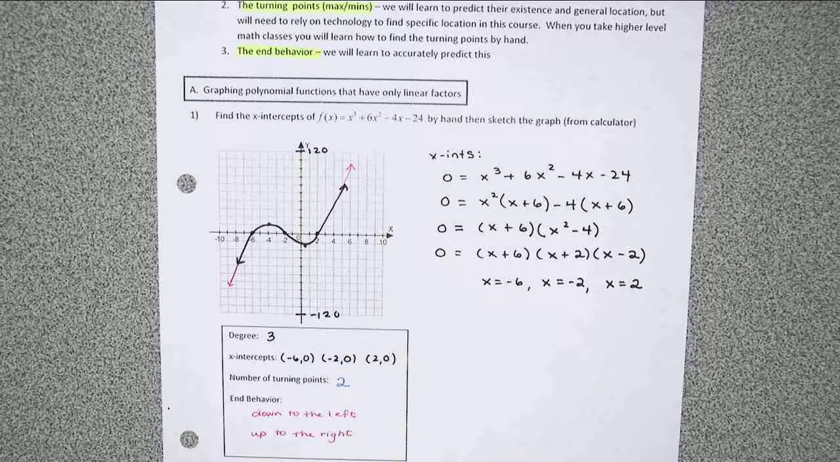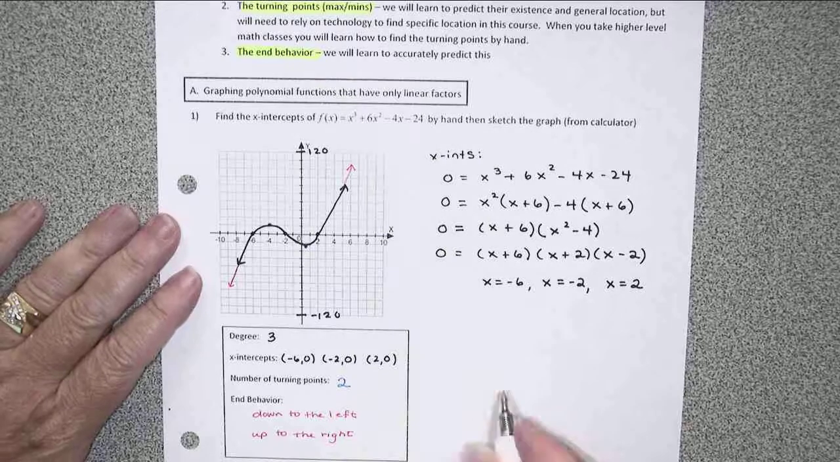If you remember back to 2.1 when we were studying power functions, what kind of graphs went down to the left and up to the right? Weren't those the odd powers? They all kind of looked like this.